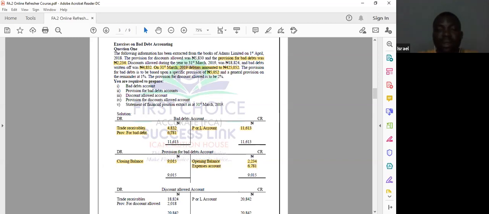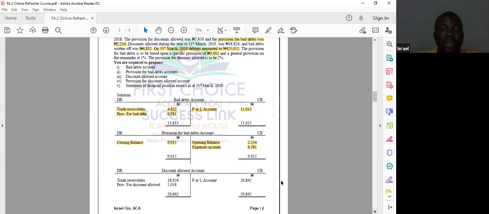Discount allowed account. So we start with the figure given to us, that the balance for the year is trade receivables based on what we have done. So let me just paint this. We have 18,824. You know, the discount allowed account is an expense. It's used also to reduce the revenue. So it has a debit balance. Then after we add 18,824, the next one is for us to make provision for it.